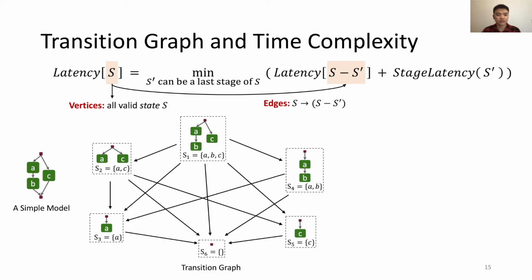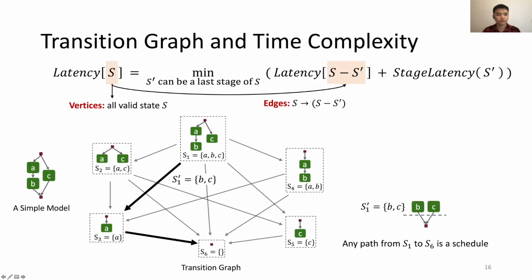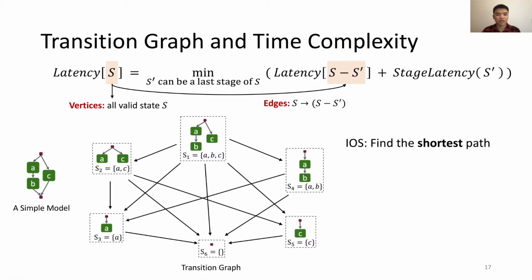Any path from the state with all operators to the empty state corresponds to a schedule. For example, the path shown here corresponds to a schedule with 2 stages. What IOS does is to find the shortest path among all such paths. Therefore, the time complexity of IOS is determined by the number of edges in the transition graph.